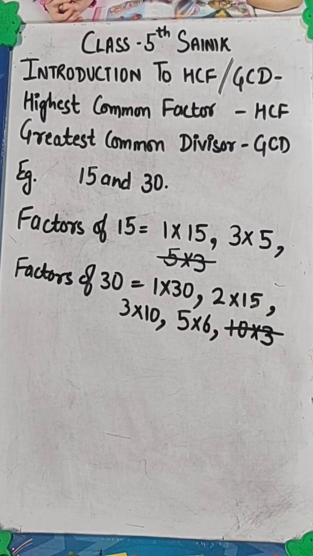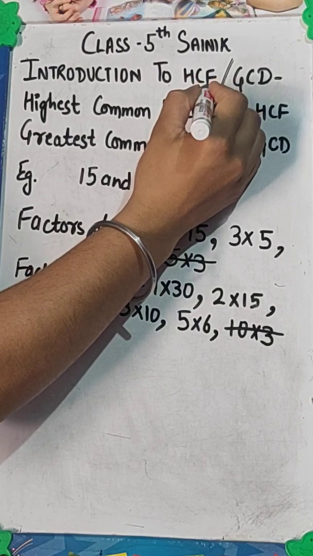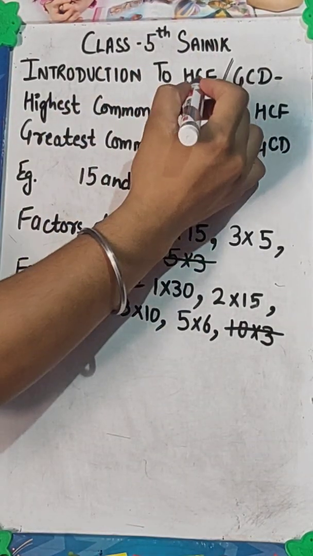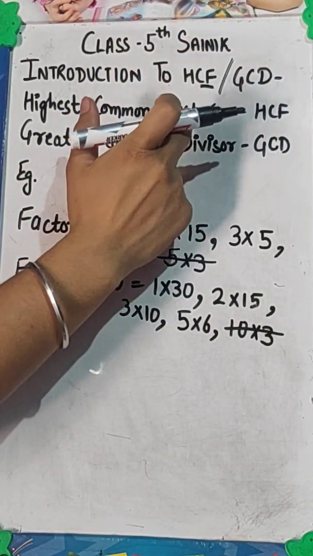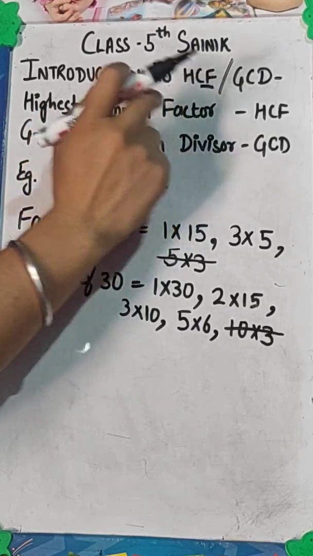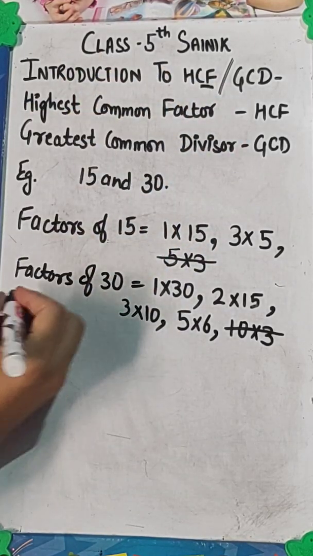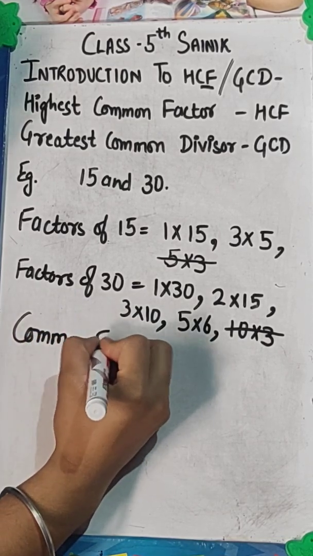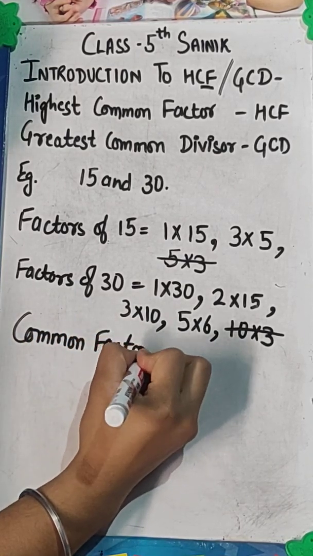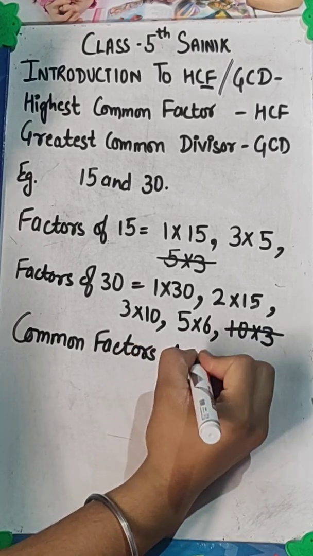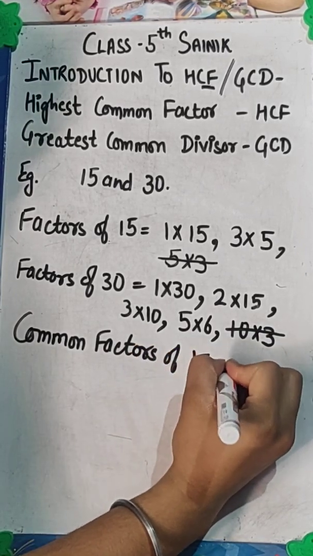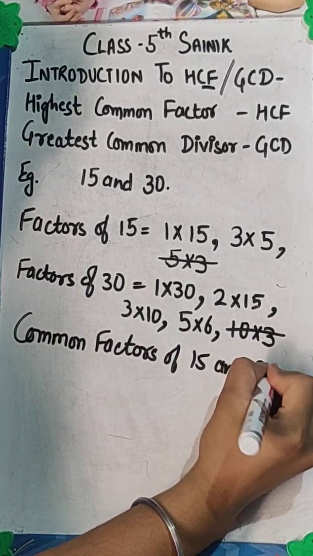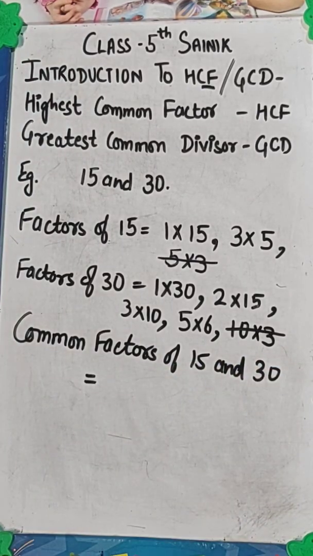Our factors are complete. So we take the factors. Now what do we have to take from these? Common factor. First we took the factors. Now we have to take the common factor among these ones, of 15 and 30. Now write the common factors of 15 and 30.